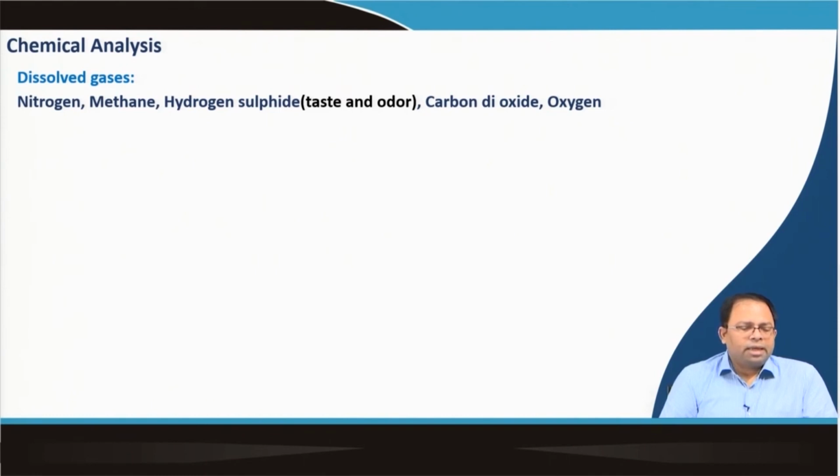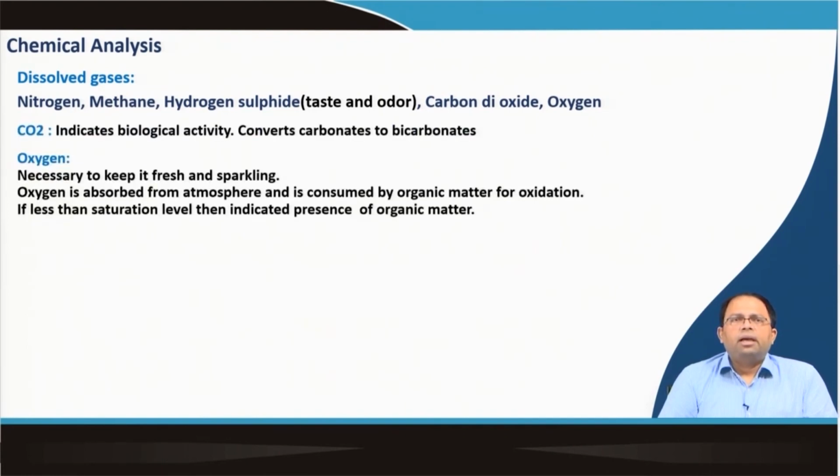Other chemical analysis involves dissolved gases, where nitrogen, methane, hydrogen sulfide, carbon dioxide and oxygen are the dissolved gases we usually find. CO2 indicates biological activity and converts carbonates to bicarbonates, and oxygen usually keeps the water fresh and sparkling. Oxygen is usually absorbed from the atmosphere and is consumed by organic matter for oxidation. If it is less than the saturation level, then this indicates presence of organic matter. So this is very, very important in later lectures.